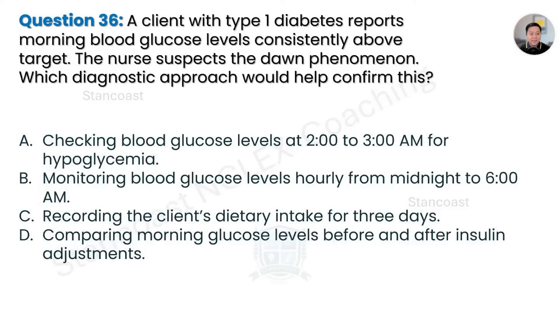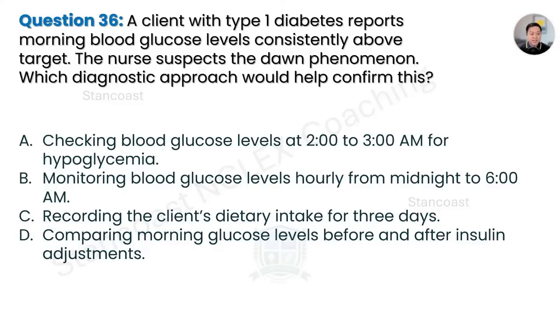36. A client with type 1 diabetes reports morning blood glucose levels consistently above target. The nurse suspects the dawn phenomenon. Which diagnostic approach would help confirm this?